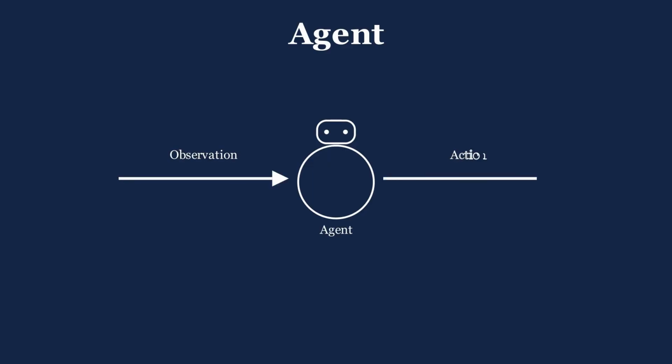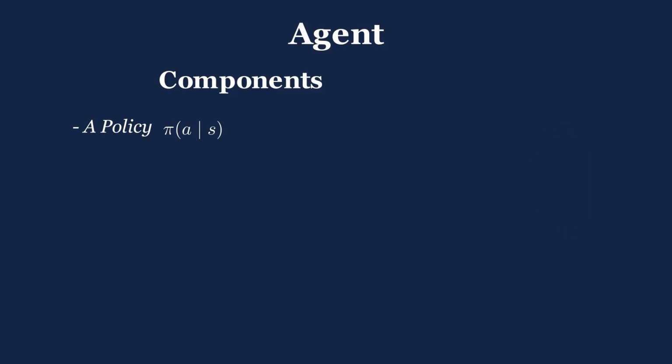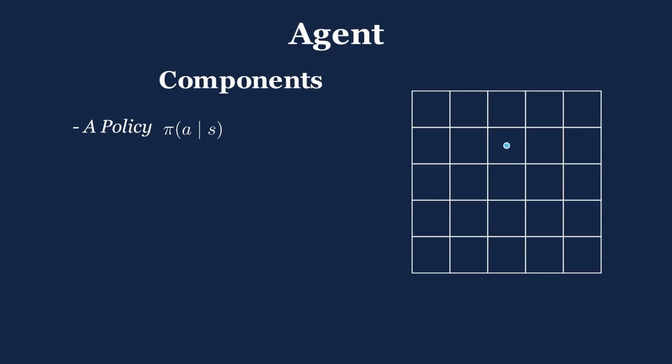Next, let's define an agent. An agent is the learner or decision maker. It interacts with the environment and tries to maximize rewards. All it is capable of doing is taking in observations from the environment and outputting actions. Formally, it consists of a policy, pi, which maps states to a probability distribution over actions. This tells the agent what action to take in each state. In the grid, the policy might assign higher probabilities to actions that move the player closer to the goal.